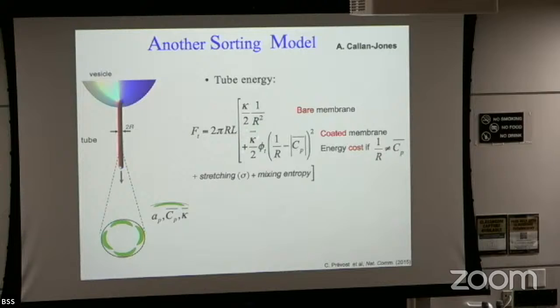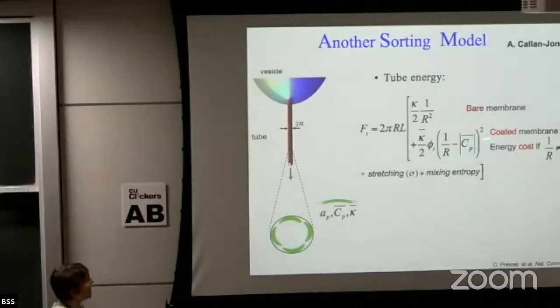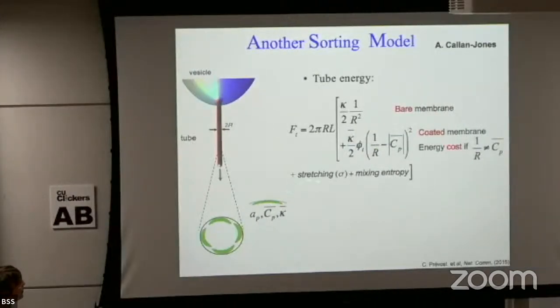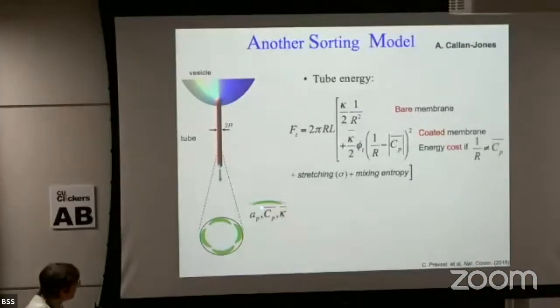So it has nothing to do with the Gaussian curvature, but that's a kind of energetic penalty to have a curvature which is different from the spontaneous curvature of the membrane. And you see that you have a quadratic term. So that's the way it was introduced in the model. And of course, you have a stretching term and a mixing entropy. Okay, so with that, we have a different parameter. We have the size of the protein, CP bar, and this parameter here, which is a phenomenological parameter, which is kappa bar.